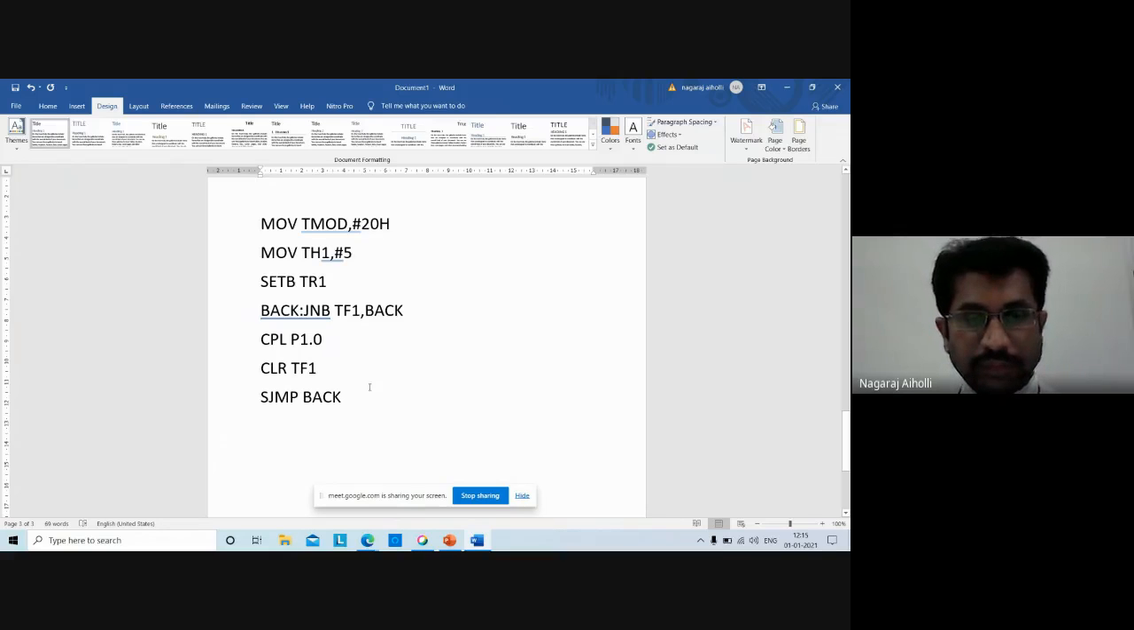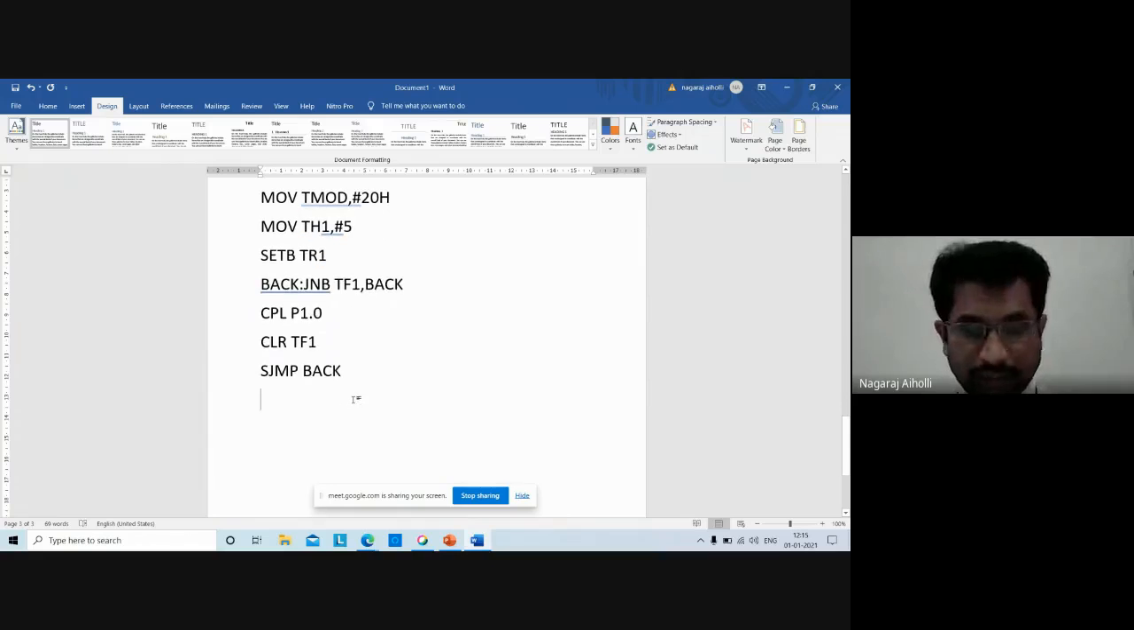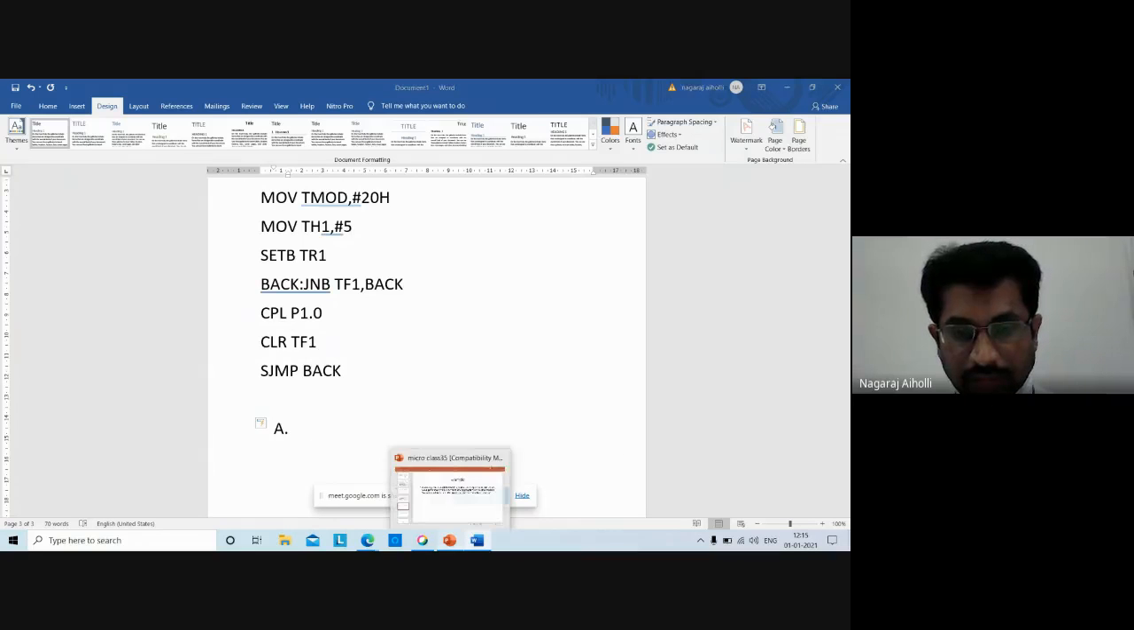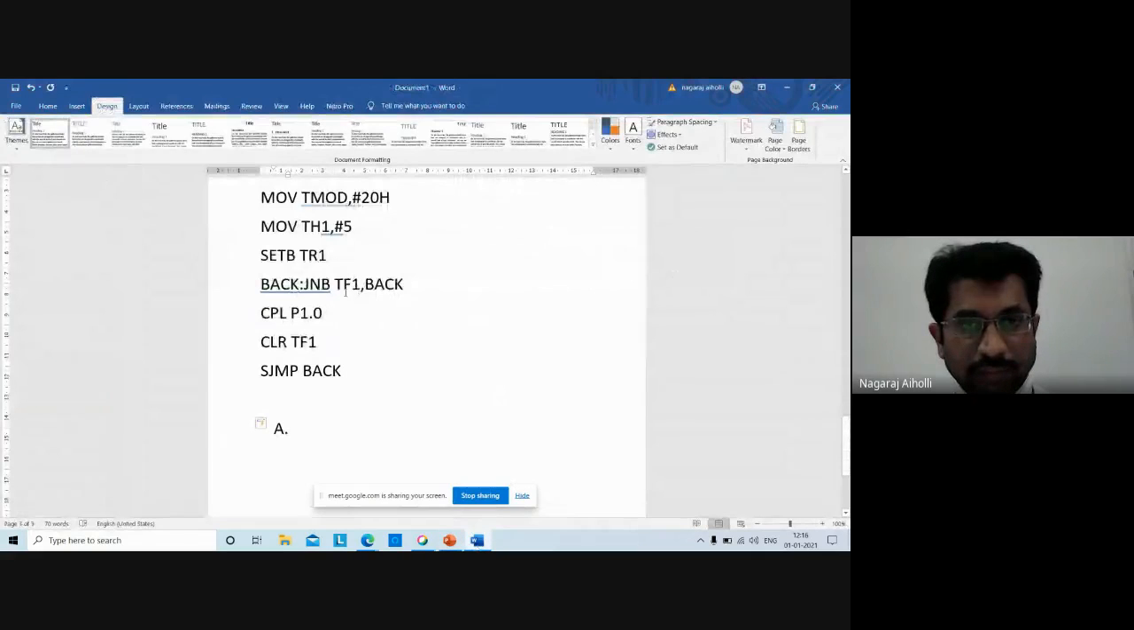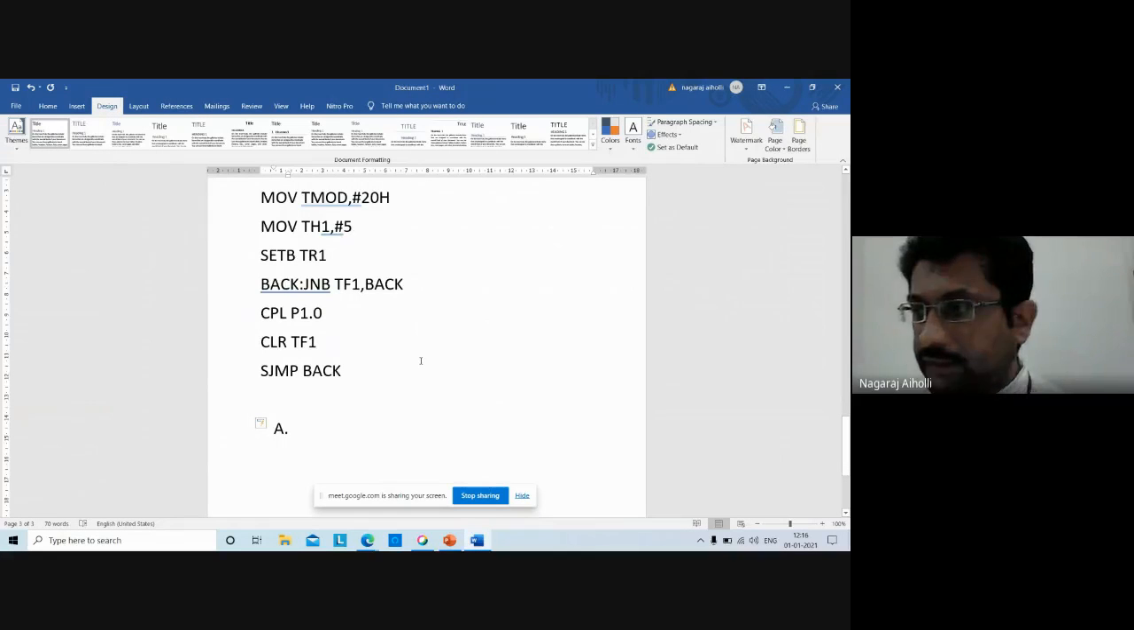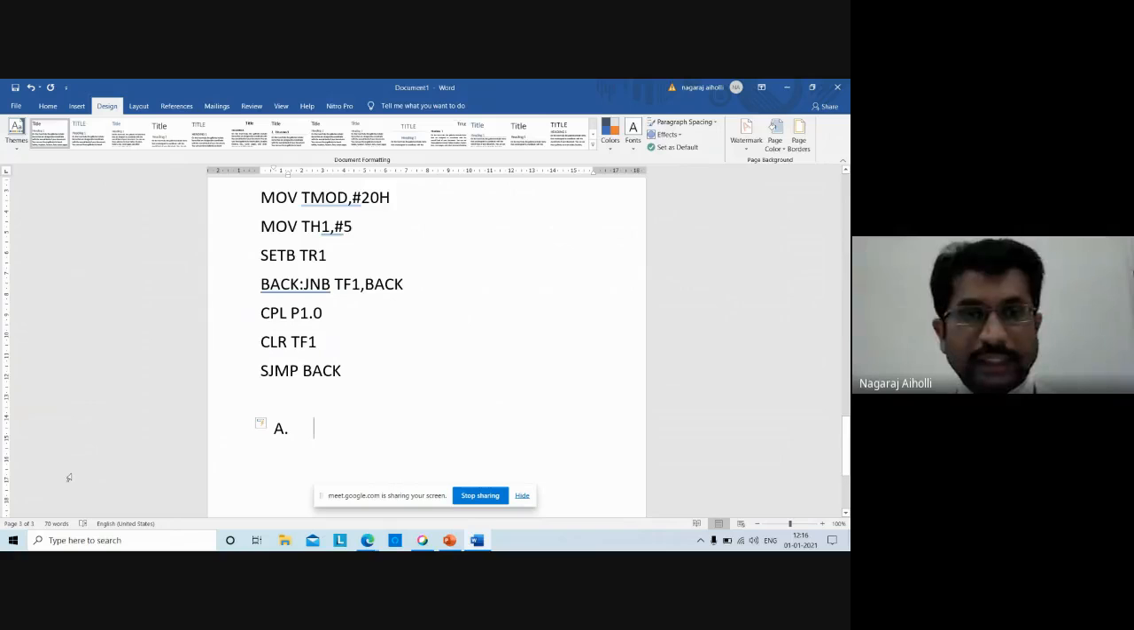Hope you have taken down the program, students. Yes. Now let us do the calculation. Here is the calculation we are supposed to do. First, let us check what they are asking: find the frequency of the square wave generated on P1.0. If you want to find the frequency, the starting value is given. The starting value loaded in the timer register is 5.